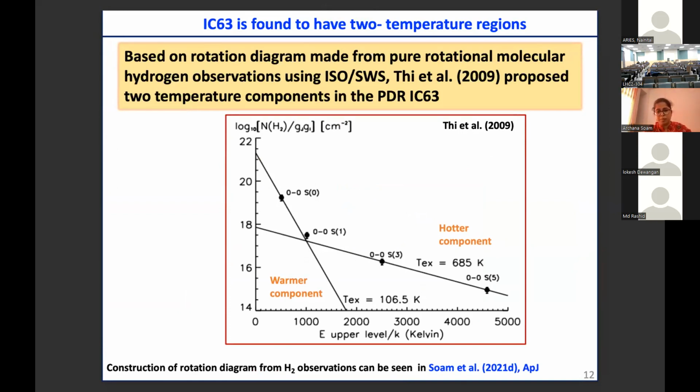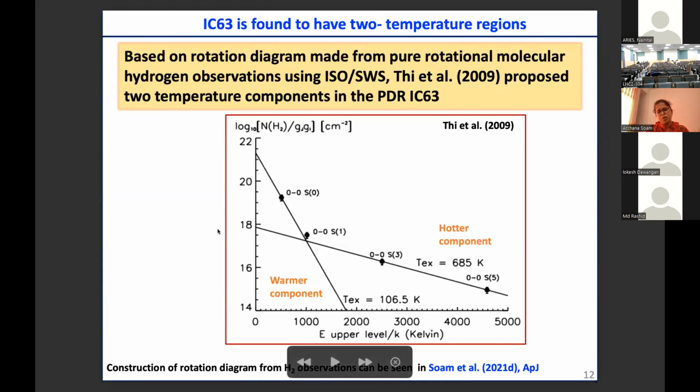I'll go to the results, but before that, I'm just flashing these results here. In 2009, a study gave a hypothesis that IC63 has two temperatures towards this gamma Cas. One is a hotter temperature at around 685 Kelvin, another is warmer at 100 Kelvin. And he found these results by using the short wave spectrometer from the Infrared Space Observatory.